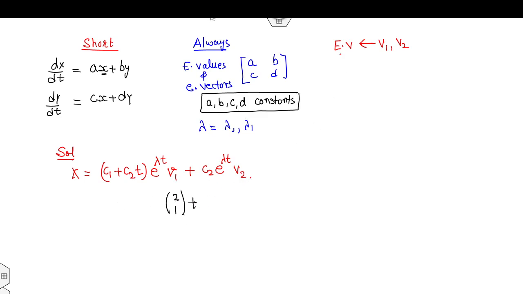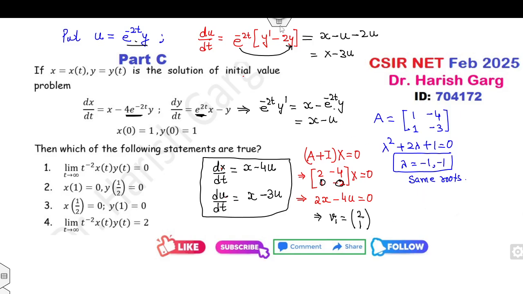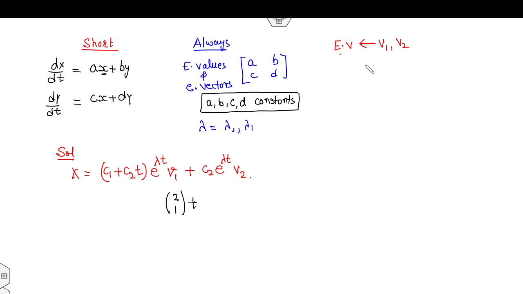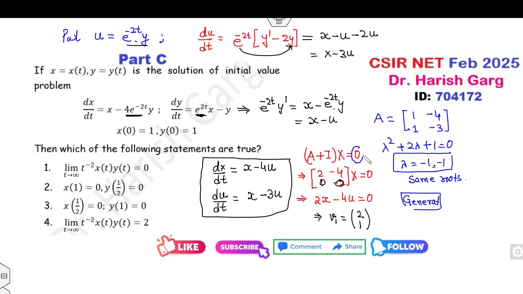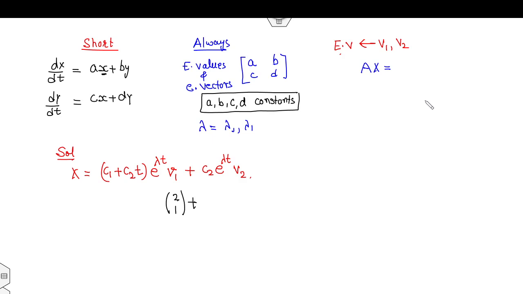How can you find v2? Because there is only one eigenvector, the second eigenvector you can find by using the concept of the generalized eigenvector. So that I will tell you again. It is A of x, instead of writing it as 0, it must be equal to 2 comma 1. So that will be 2, minus 4, 1, minus 2, which is equal to 2, 1.